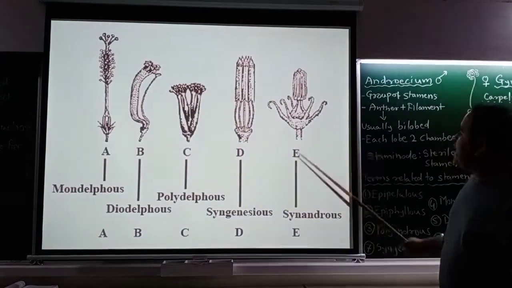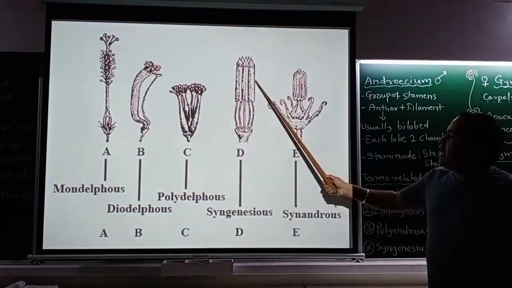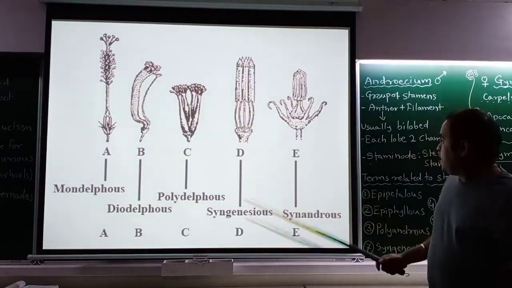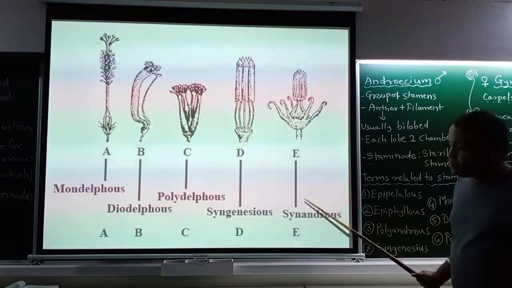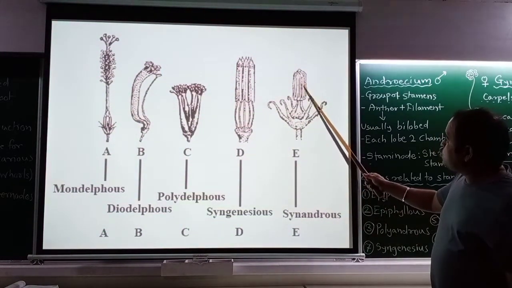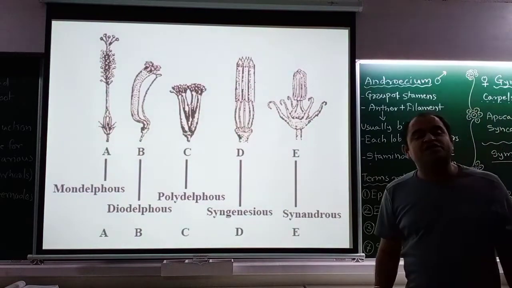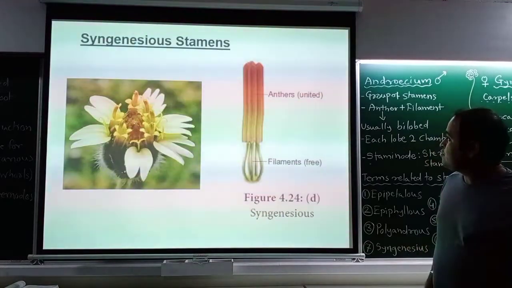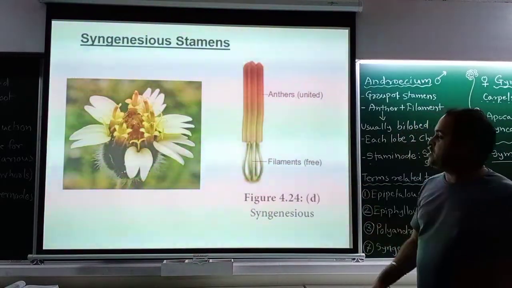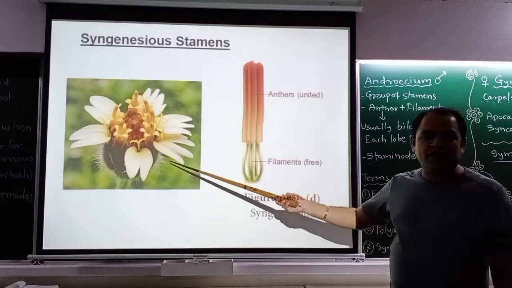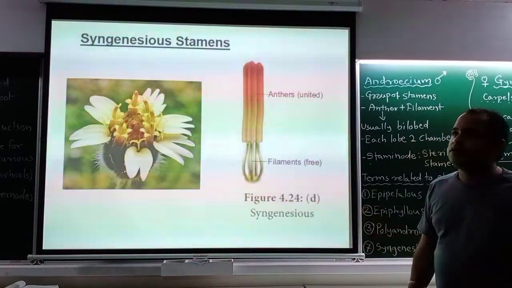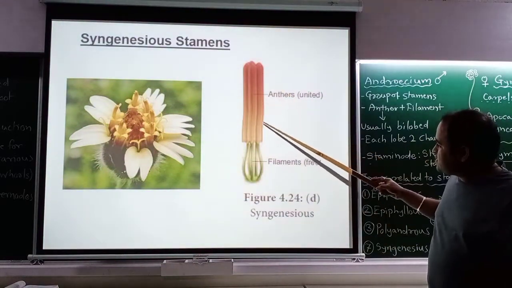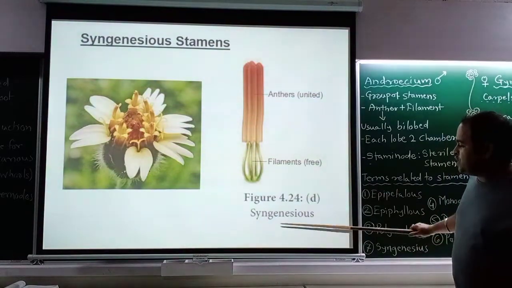Syngenesious and synandrous. Syngenesious means anther lobes are fused but filaments are free from each other. In case of synandrous, syn means fused. Anther lobes are fused and even the filaments are fused. Overall the structure from top to bottom is fused. Look at this, syngenesious condition. It can be seen with Tridax or any member of Asteraceae. So these are the anthers and these are the filaments. Syngenesious condition.